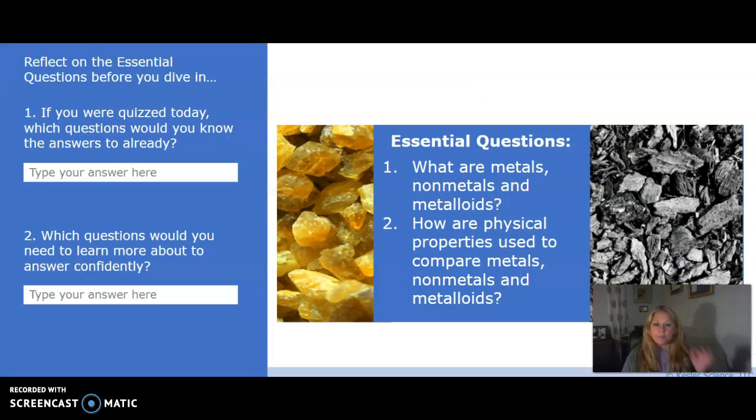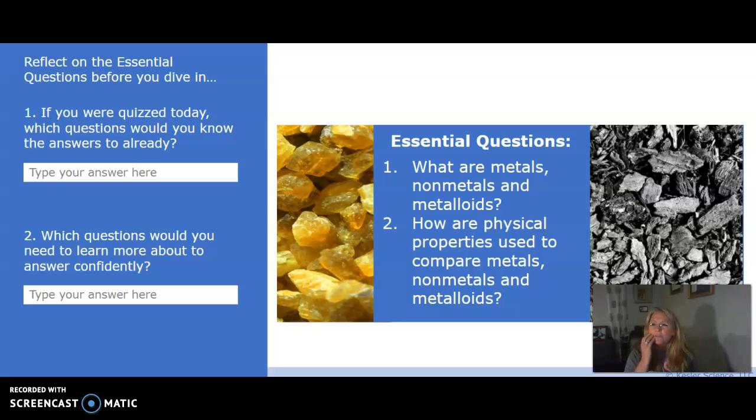So our first page shows us our essential questions. These are those questions that you should be able to answer when we finish our lesson. And those questions are, what are metals, nonmetals, and metalloids? And question number 2, how are physical properties used to compare metals, nonmetals, and metalloids? But before we go through the lesson to answer those, I want you to see, do you know any of these answers yet?